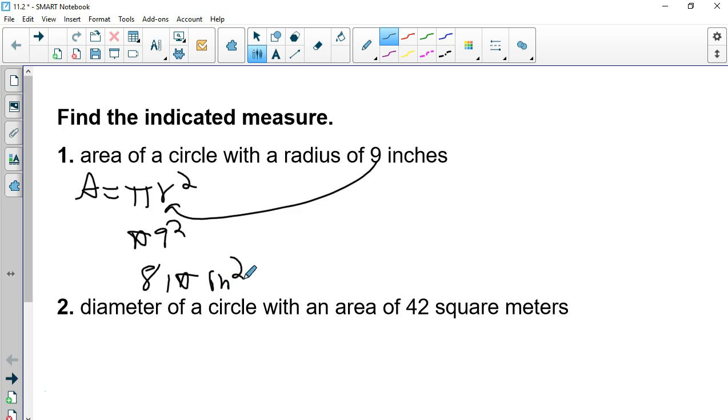Or you can calculate it out and multiply 81 times 3.14 and get 254.34 inches squared. Either answer is acceptable.